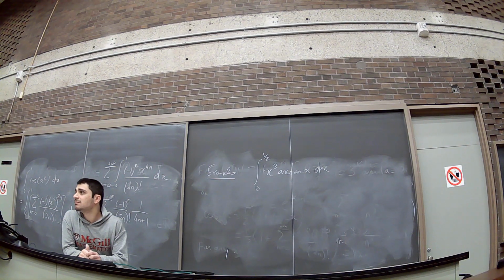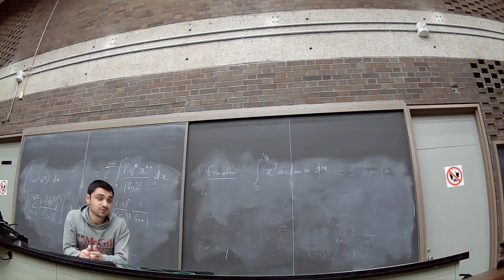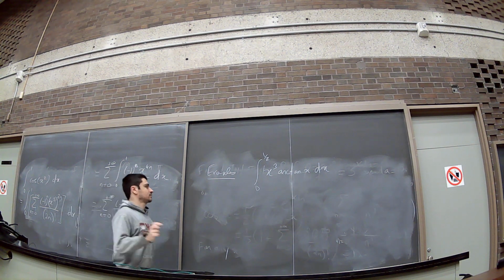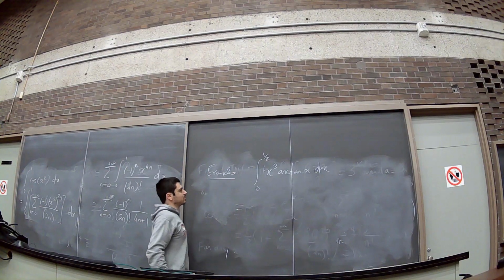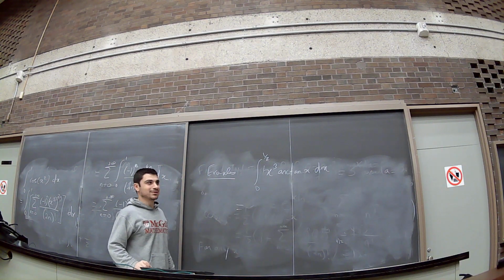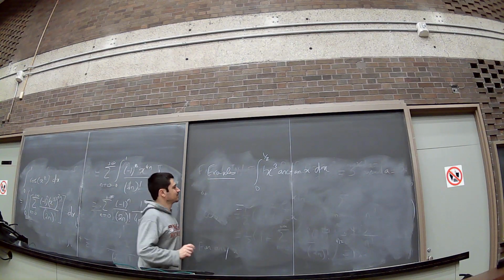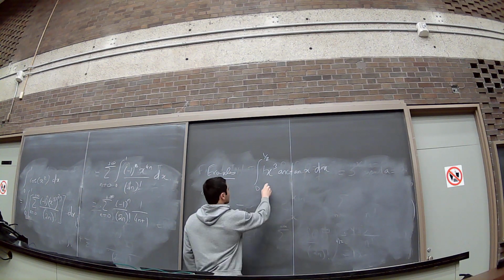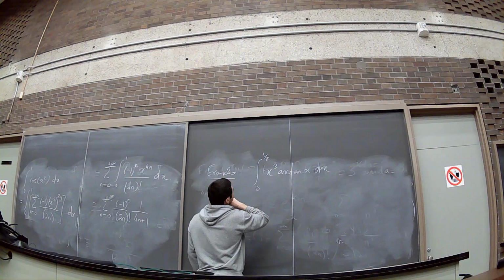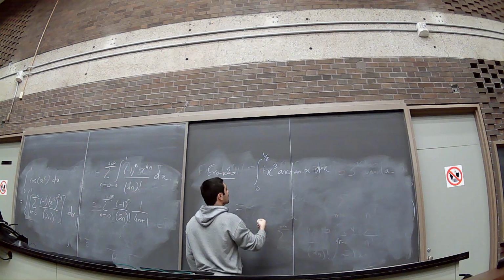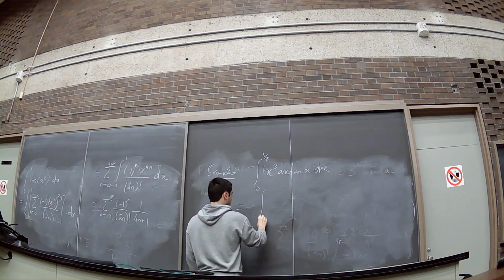How do you integrate that? What do you use? Power series for arctan, right? I don't know if you can do it by parts actually, but I don't think so. And arctan of 1/2, yeah, if you need that. But anyway, so what is the power series for arctan?